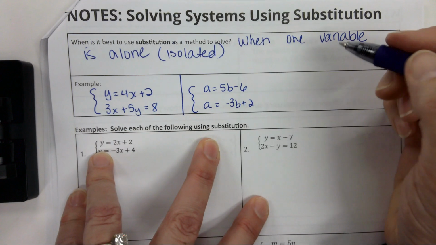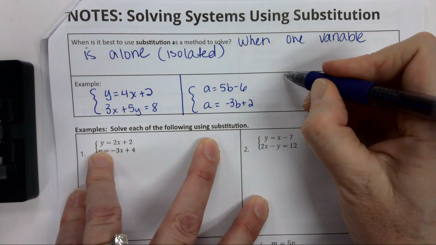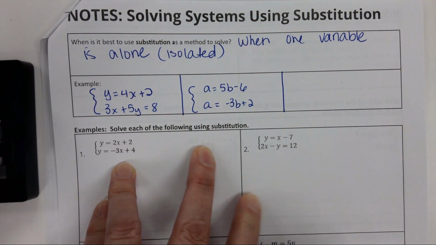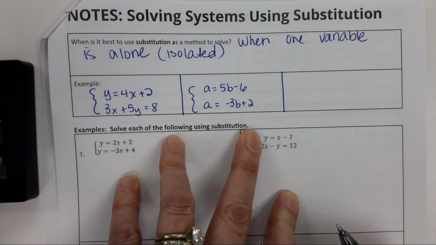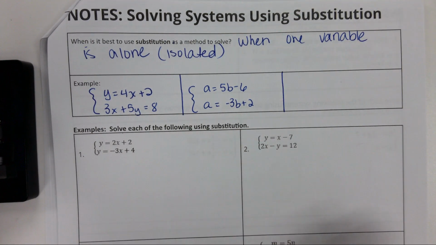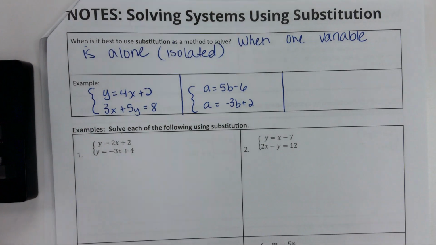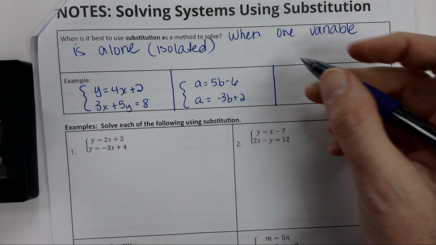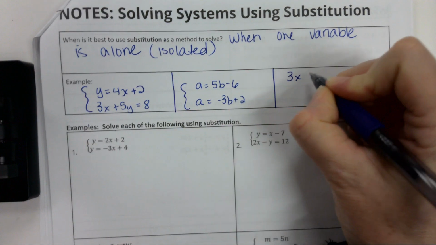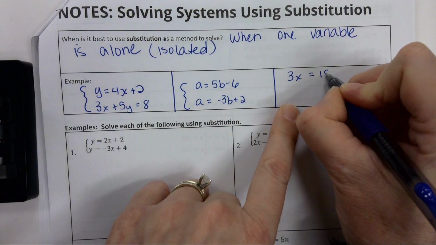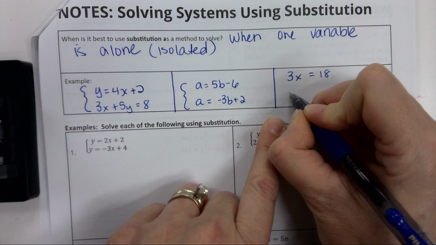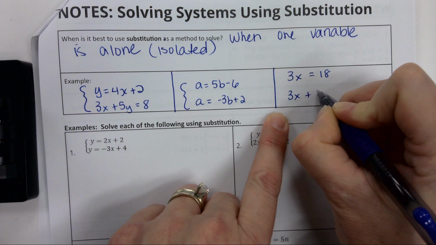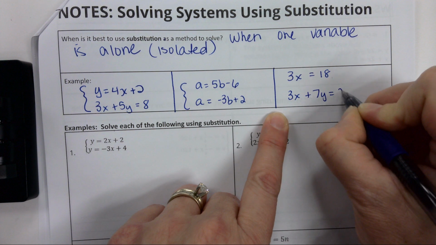And then, because I've already done your assignment, I caught another type where the variable wasn't by itself. It was an expression by itself. So let's say you had 3x equals 18, and then here you had 3x plus 7y equals 25.